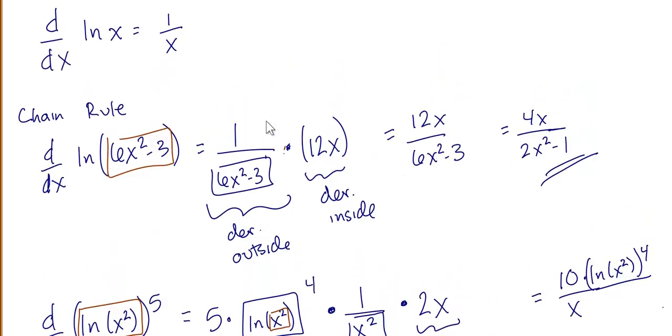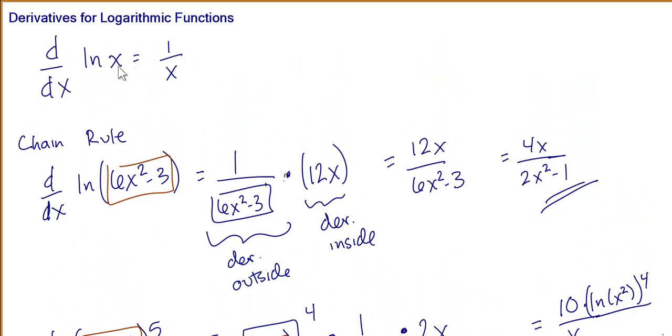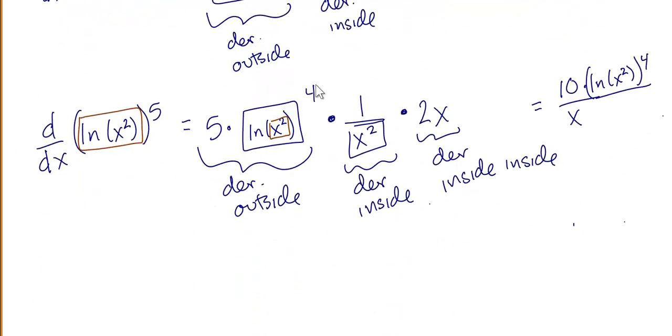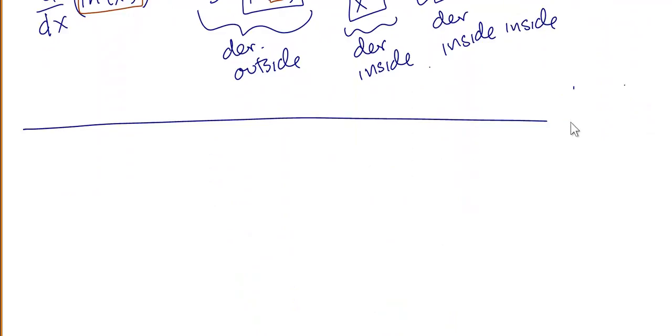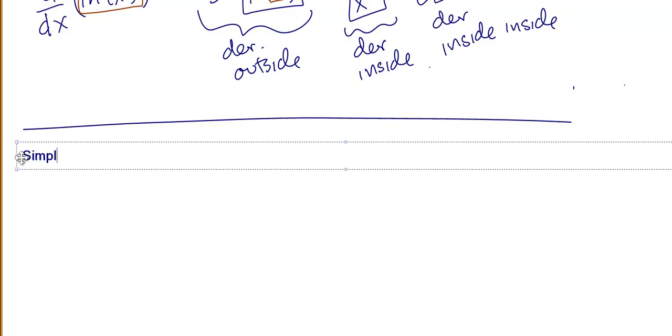So again, memorize your one simple rule that the derivative of the natural log of x is 1 over x, and then just use your chain rule for everything else. But now we're going to do a type of problem where we might want to simplify using laws of logarithms and then take the derivative.